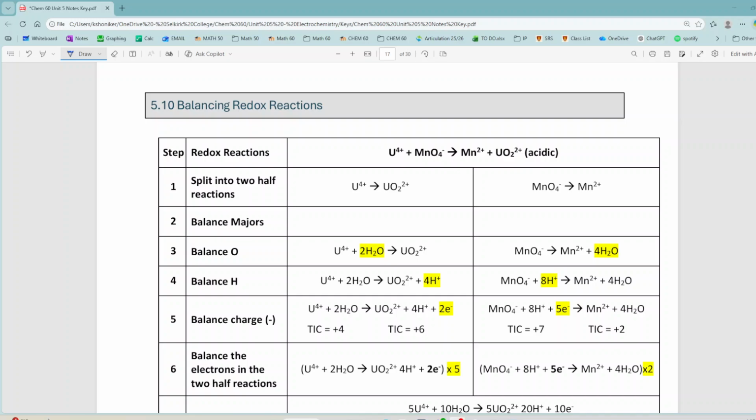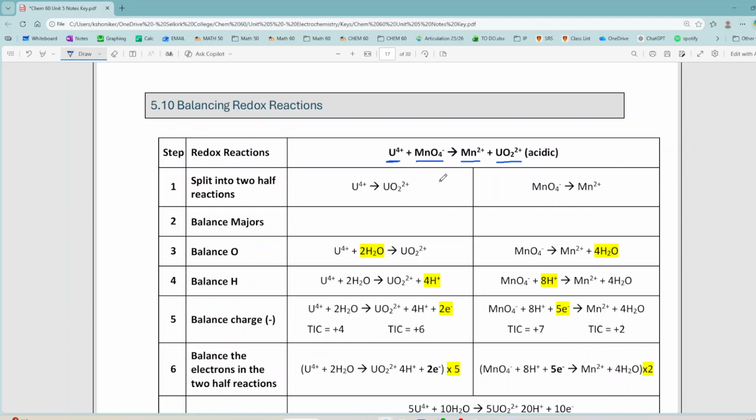Okay. So the biggest difference here is that instead of having half reactions, you're going to be given a total reaction, but you still balance it as two half reactions. So for example, in this one, you would look at the U4+ going to the UO2 2+, and then the other half reaction would be MnO4- going to the Mn2+.